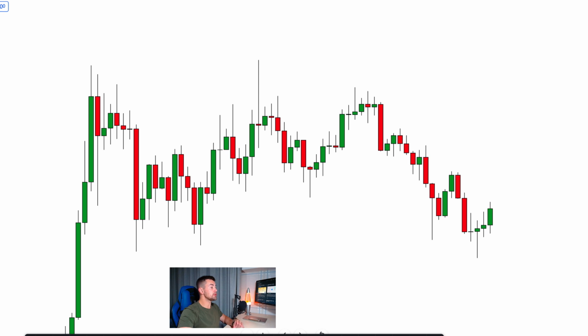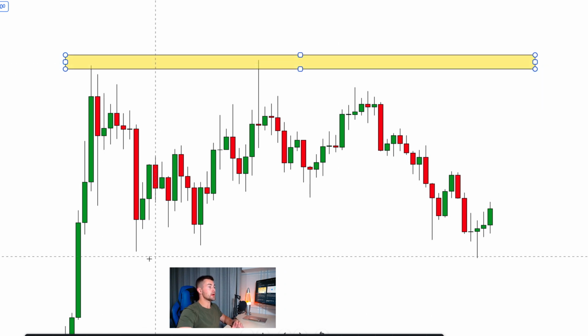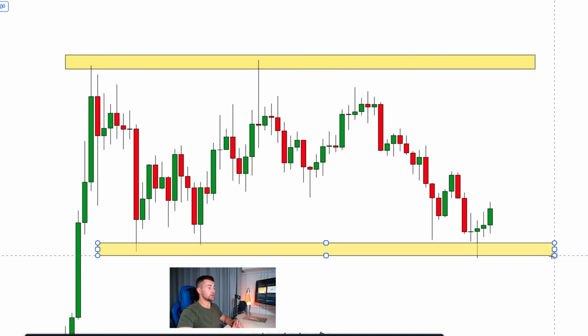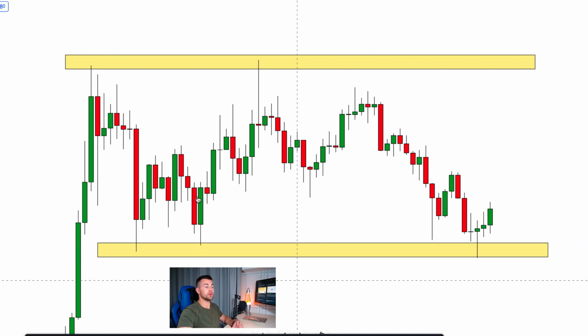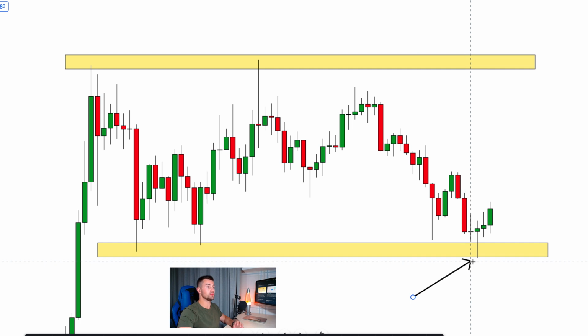As you can see, silver is trading in the long-term trading range. Here is the resistance of the range, and here is the support of the range. And you can see that for quite a long period of time the price perfectly respects the boundaries of that range. Recently what happened? We saw the test of the support of that range.